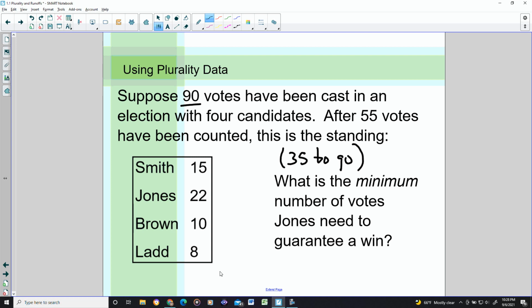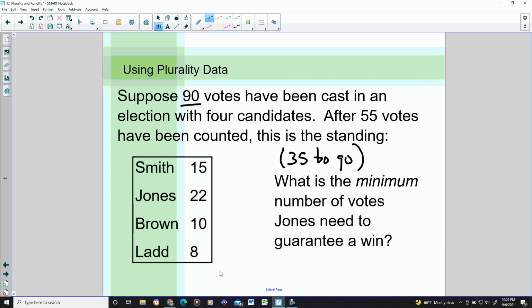Ooh, interesting question. So obviously, if Jones gets all the rest of the votes, all 35 votes, he wins, right? Likewise, if a bunch of votes go to Ladd, Jones will likely still win, right? What is the minimum number of votes Jones needs to guarantee a win? Okay, if you want to figure it out for yourself, if you want to give it a go, try pausing it here before I go over the answer. Okay, and I'll even give you a hint too.